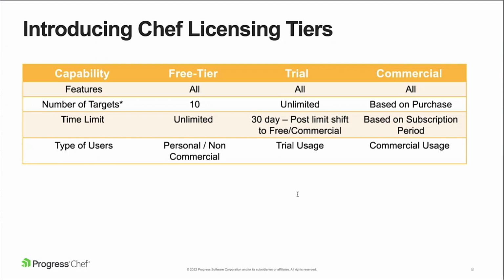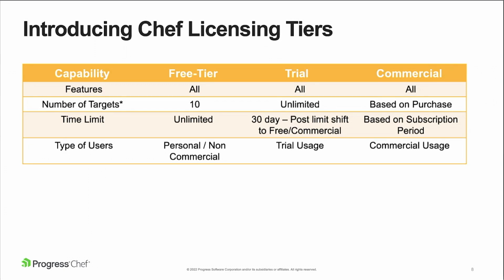If you see, free tier users are limited based on the number of targets, whereas they are not limited based on time limit. Whereas the trial users are limited based on time, that is 30 days, but they are not limited on the targets aspect. So they can scan unlimited number of targets. That is with respect to trial.